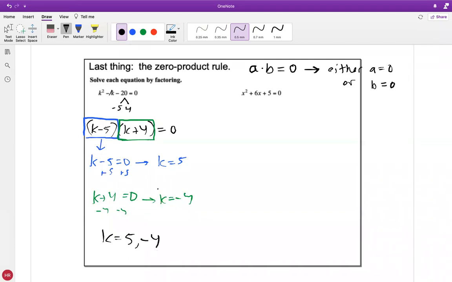This is factoring first, and then we use the zero product rule to get the answers. The zero product rule, that's what this is called. I'm going to probably reference that later on.